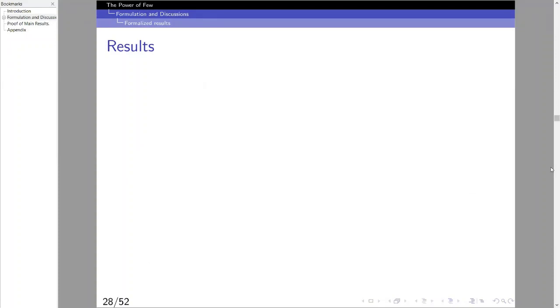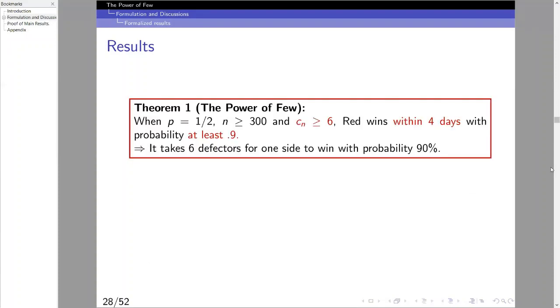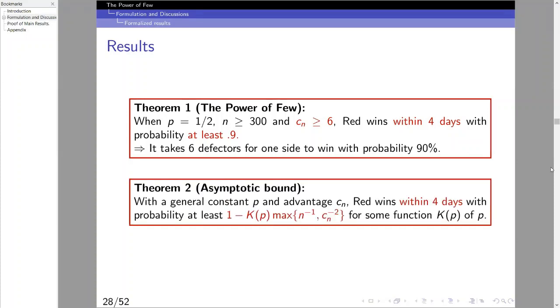And we have two theorems. The first one is the power of the field. When p is 1/2 and we have an advantage of 6, then red already wins within 4 days with probability at least 90%. The second one is an asymptotic bound.